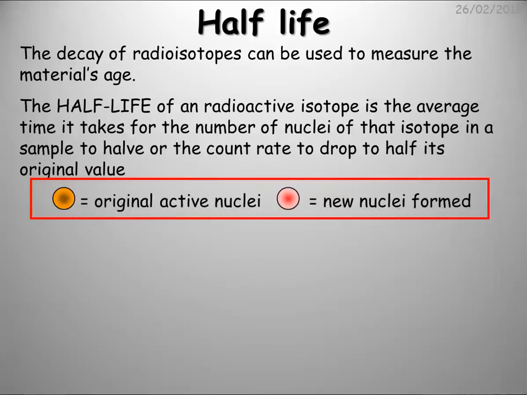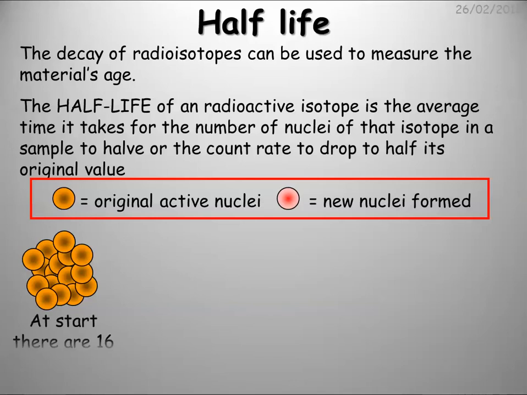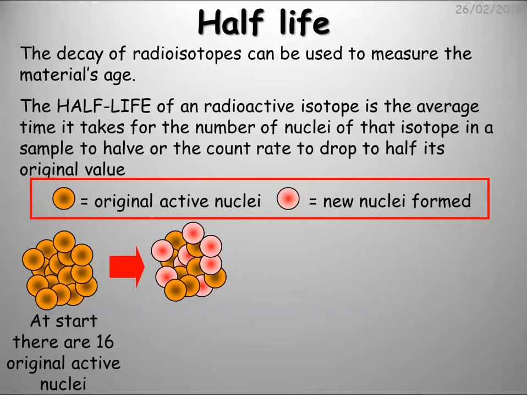So we've got the orange ones, which are the original active nuclei in a sample, and once they've decayed, they don't disappear, they just turn into a new nucleus. So we're not losing any particles. We emit an alpha, beta or gamma ray, but there's a new nucleus formed. So here we go. We start with, in this particular case, 16 nuclei. After one half-life, it's decayed to 8.